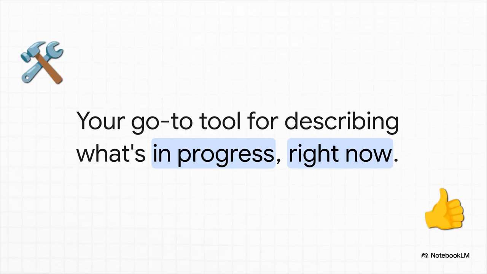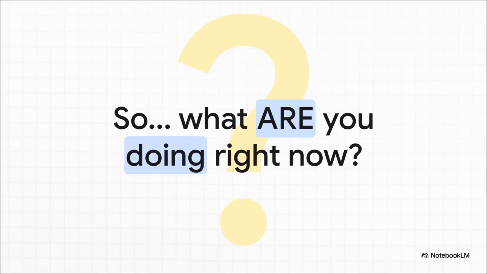So from now on, whenever you need to describe what's happening right in front of you or what you're up to at this very second, you know exactly what to do. The present continuous is your go-to tool for talking about anything that's in progress right now. And that kind of brings me to one final question for you. Seriously, think about it for a second. What are you doing right now? Maybe you're watching this explainer. Maybe you're learning English. Whatever the answer is, you now have the perfect grammar to describe it.